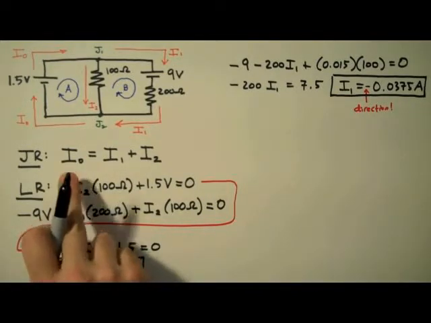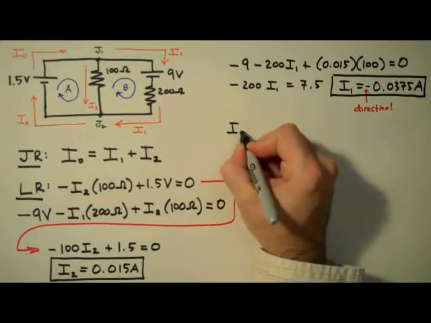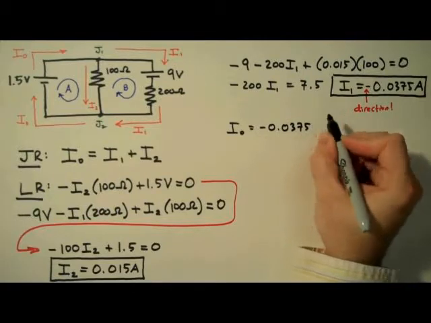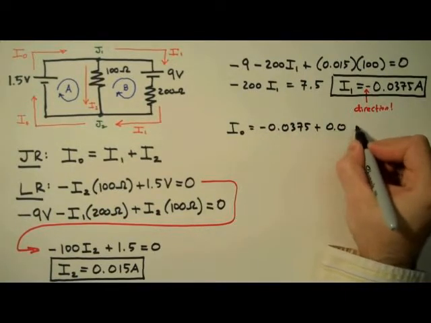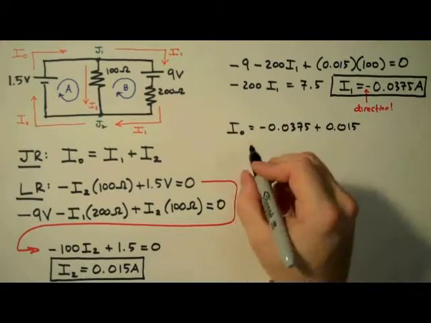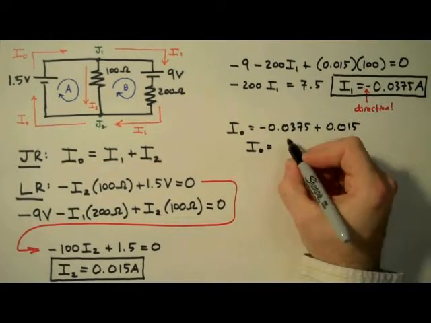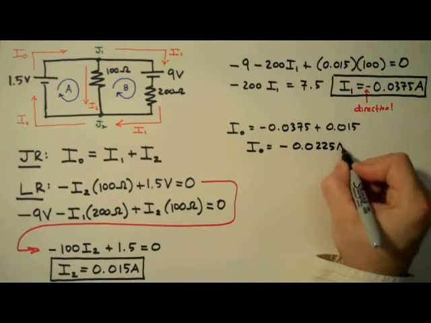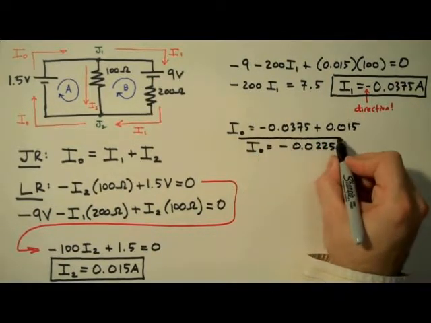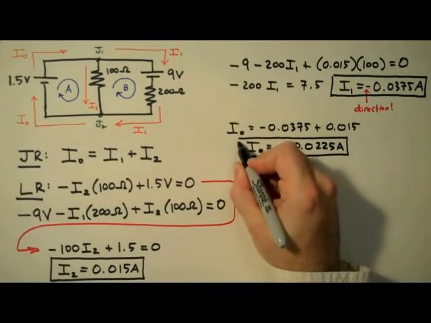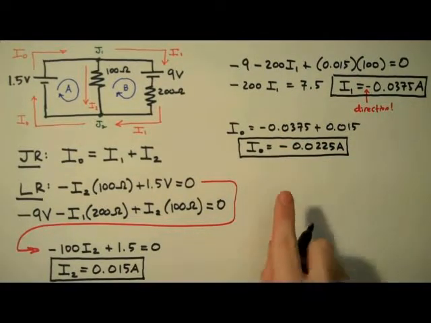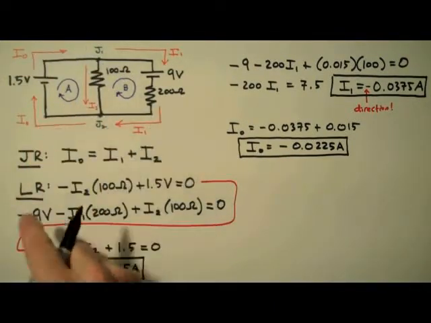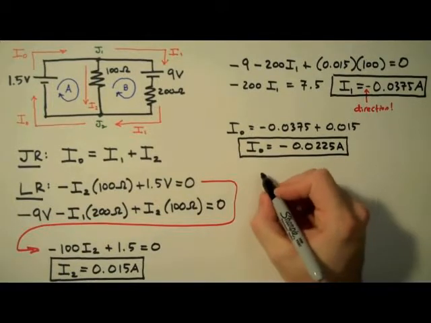So we're going to take I1 and I2, plug them into the junction rule to determine I0. So I0 is equal to negative 0.0375 plus 0.015. So we have I0 is equal to negative 0.0225 amps, or negative 22.5 milliamps. I'm going to box this up. And again, what this negative sign is telling us is the direction that we assigned for current is the incorrect direction of the positive charge flow. It's actually moving the other way.